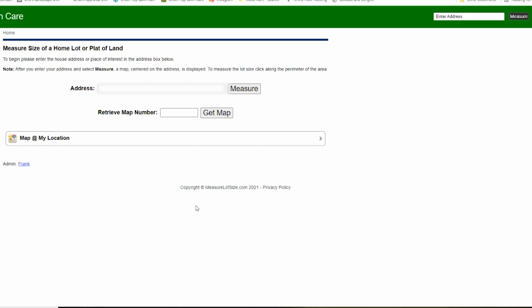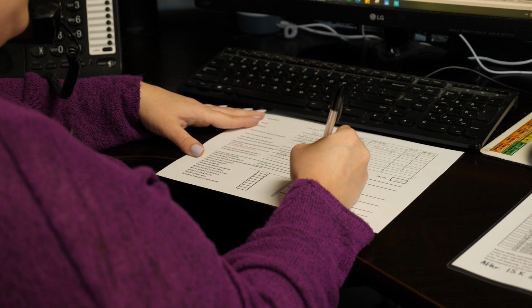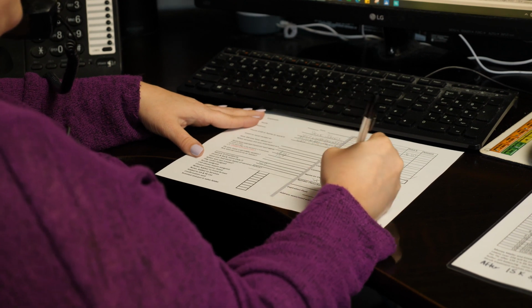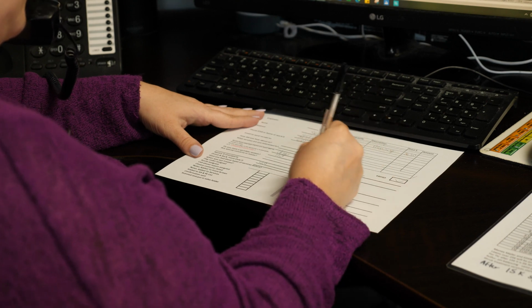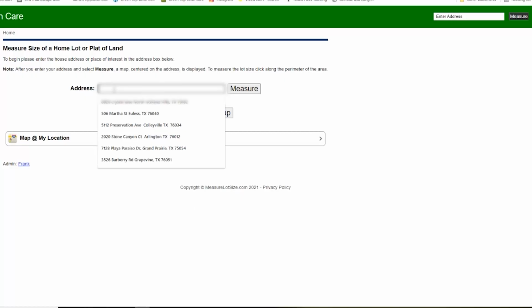ABC Mowing. Yes, I'd like to see about getting mowing services for my home. Yeah, what is the address for the home? Yes, it is 4117. And what was your name? Steve Jones. Perfect, Steve. And what is a good phone number just in case we get disconnected? Sure, 682. Perfect. Let me look that up for you.